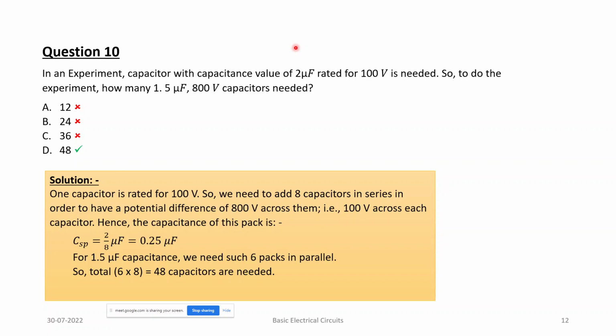8. 8. Good. So what will be the series capacitance total equivalent? C by 8. Yes sir, C by 8. So 2 by 8. C by 8. Yes sir.